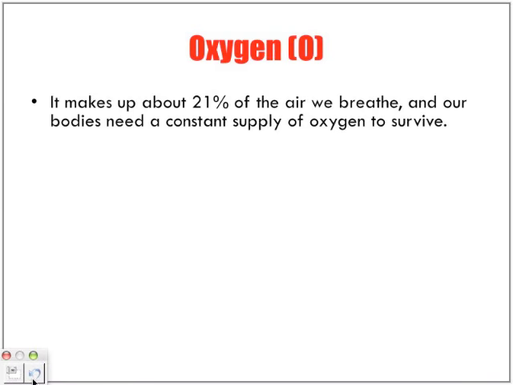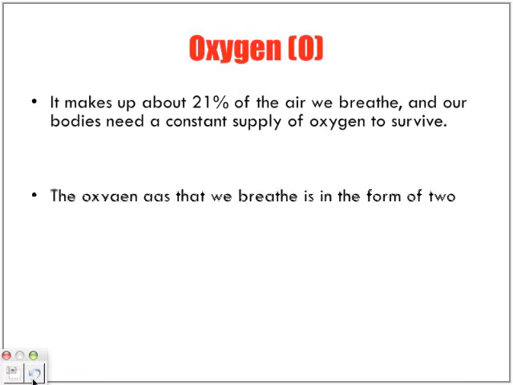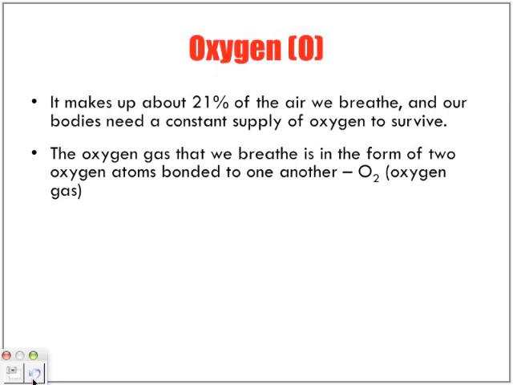Oxygen makes up about 21% of the air we breathe, and our bodies need a constant supply of oxygen to survive. So it's in the air around us, but believe it or not, it's not that much. Of 100% of the air, only 21% is actually oxygen. The other part, almost 80%, is actually nitrogen. The oxygen gas that we breathe is in the form of 2 oxygen atoms bonded to one another, in the form of what we call O2. So when we see O2, we refer to oxygen gas.